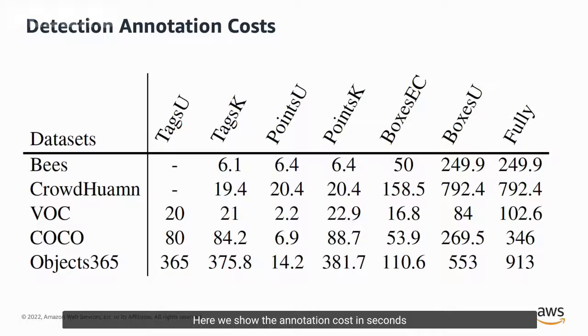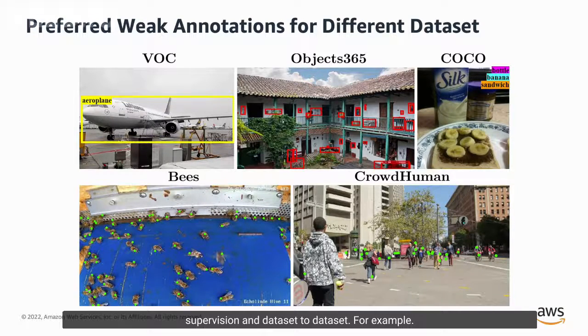Here we show the annotation cost in seconds per image for each type of annotation. The cost varies from supervision to supervision and dataset to dataset. For example, annotating accurate bounding boxes is expensive for Bees and CrowdHuman datasets because the objects are small and very crowded. However, it is cheap to annotate points for them. At the same time, annotating accurate categories is very expensive for Objects365 because it has more than 300 categories. But annotating only the bounding box is easy and cheap.